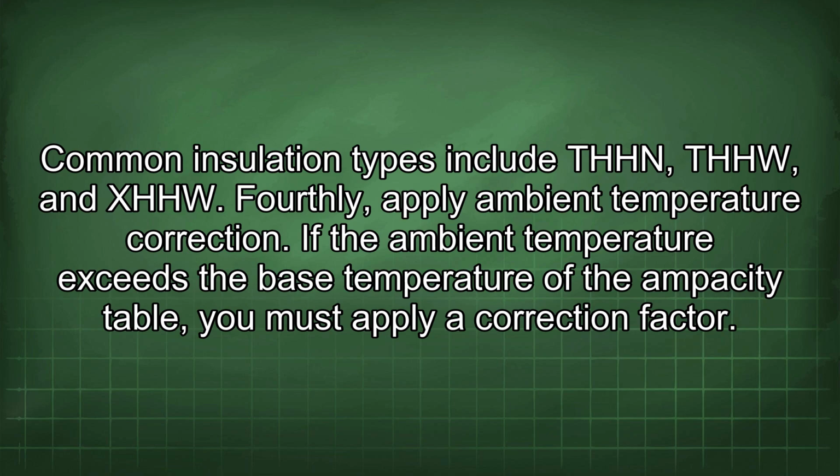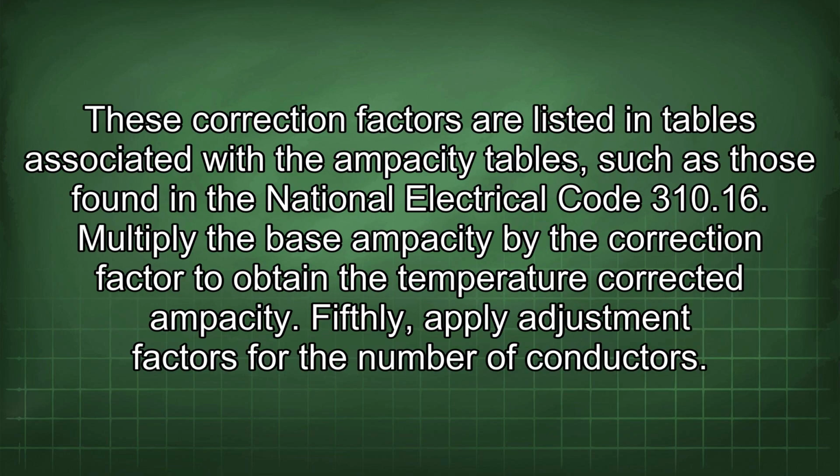Fourthly, apply ambient temperature correction. If the ambient temperature exceeds the base temperature of the ampacity table, you must apply a correction factor. These correction factors are listed in tables associated with the ampacity tables, such as those found in the National Electrical Code 310.16. Multiply the base ampacity by the correction factor to obtain the temperature-corrected ampacity.